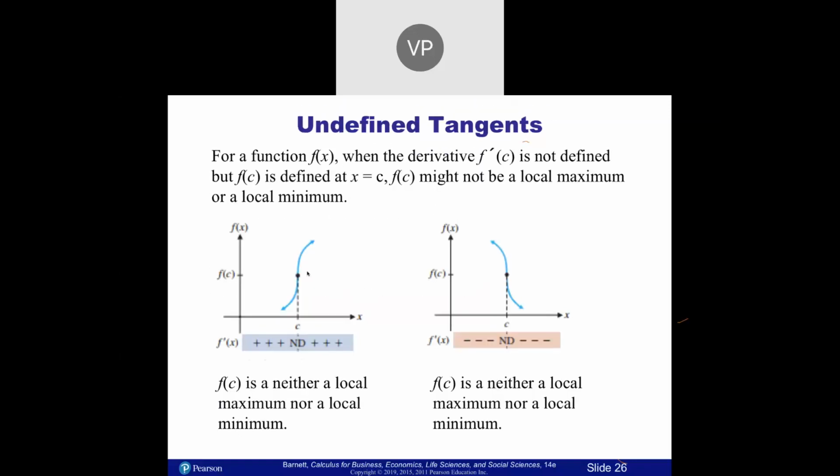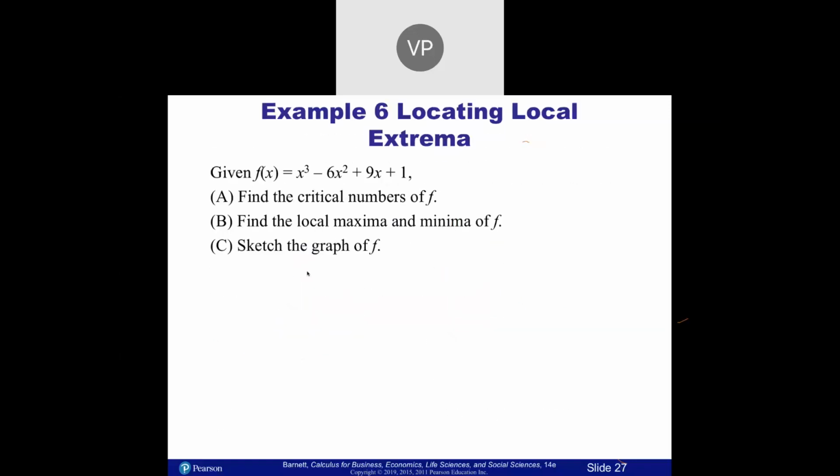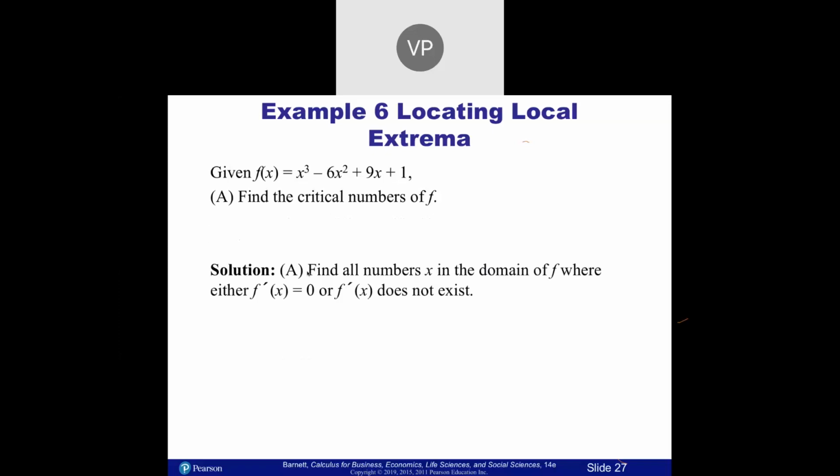Okay, so sorry, let's go back to this problem. So we have a function, x cubed minus 6x squared plus 9x plus 1. We want to find the critical numbers of f. We want to see if any of those are local maximum or minimum, and then we want to sketch the picture. If we have A and B correct, that really lays the foundation, gives you a framework for how to make the graph, and that's the whole goal here.